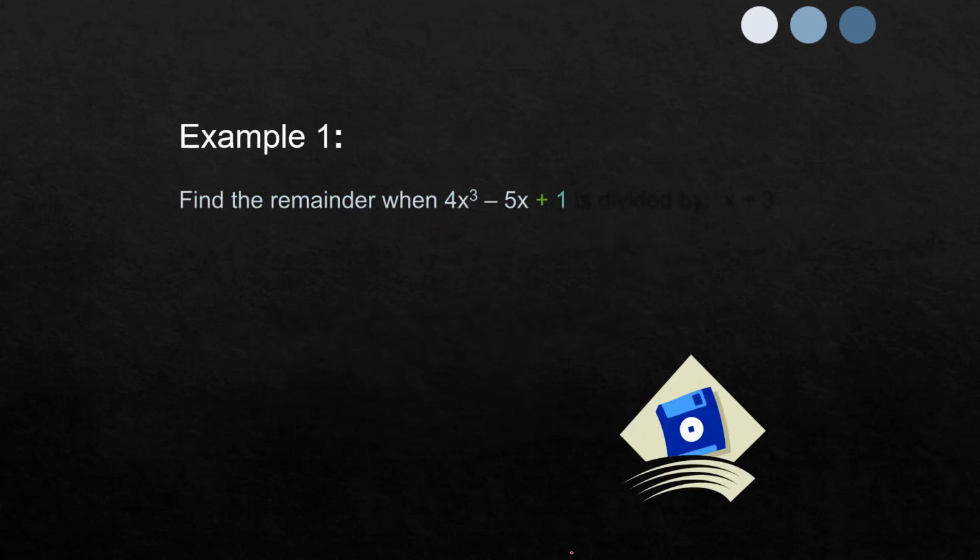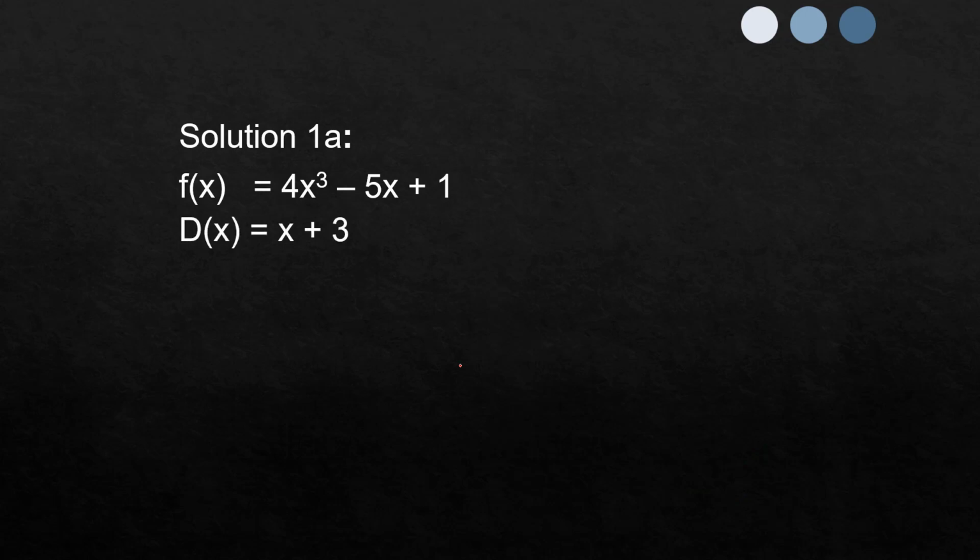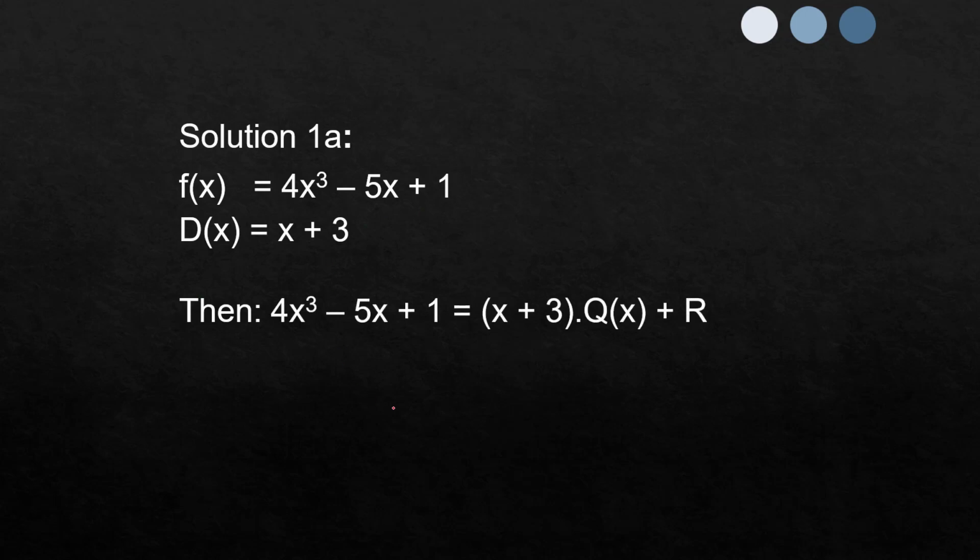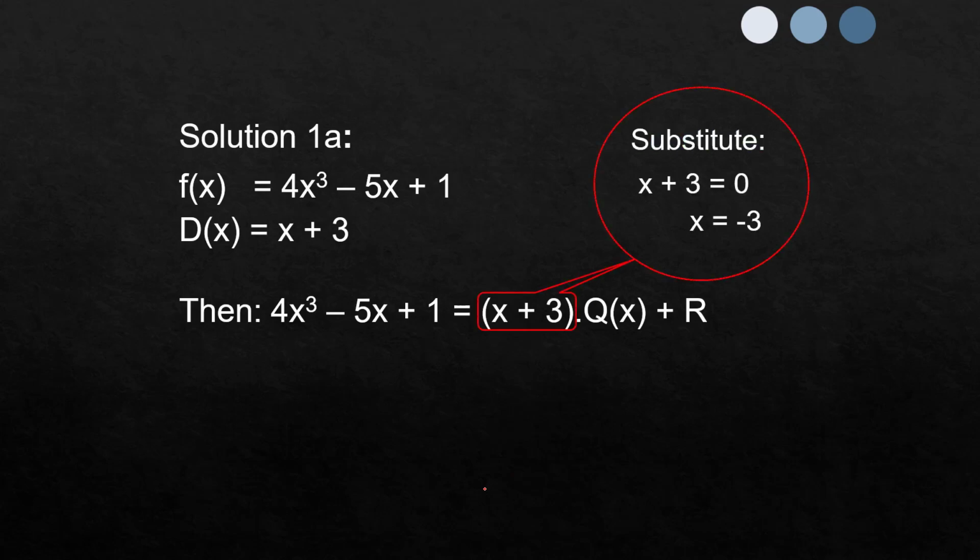Let's see example 1. Find the remainder when a function is divided by x + 3. Since we only need the remainder, we will do it using the remainder theorem. Let f(x) be 4x^3 - 5x + 1, divided by d(x), which is x + 3. We write this identity as f(x) = d(x)q(x) + r. Here, we make this part equal 0 by substituting x = -3, which is the zero of this divisor.